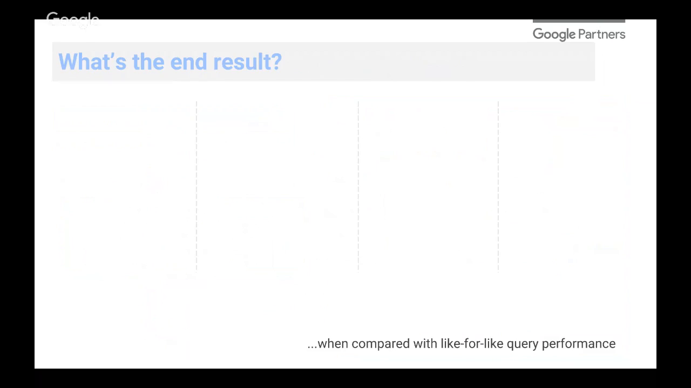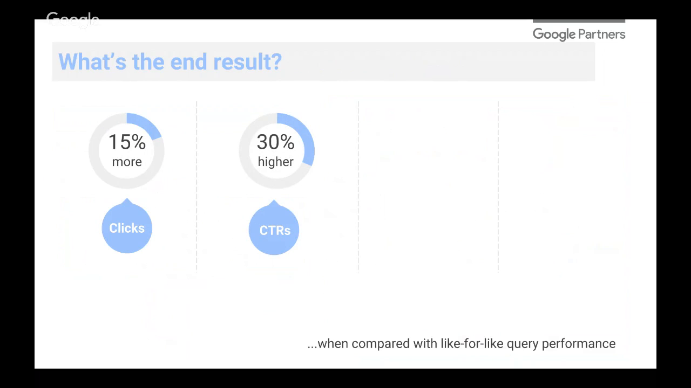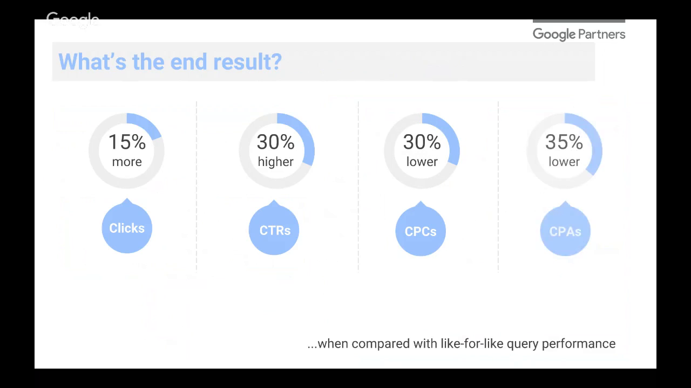And so on those performance stats, I think, Dylan, this is the most compelling part of dynamic search ads. When compared with like-for-like query performance, so comparing DSAs with broad match and phrase match keywords, what were the end results of a study we performed? Well, 15% more clicks DSAs got, a 30% higher click-through rate. 30% higher click-through rate. And that, again, comes down to that dynamically generated headline. CPCs, 30% lower, and CPAs as well, 35% lower.